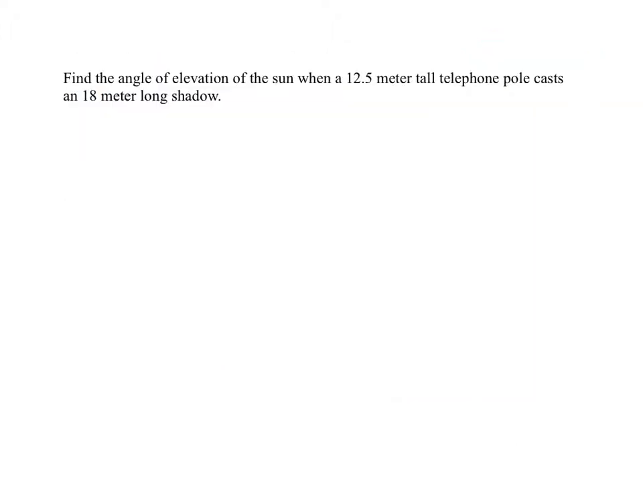All right, well, let's try the last example, and notice this one doesn't have a diagram again, which is the first thing. We want to practice being able to draw a diagram that fits what's happening. Okay, find the angle of elevation of the sun when a 12.5 meter tall telephone pole casts an 18 meter long shadow. So like I said, I just like to draw a good old generic right triangle. And so I am going to call this my telephone pole, and then this one will be my shadow. So that's what the scribbly line is. It's the shadow.